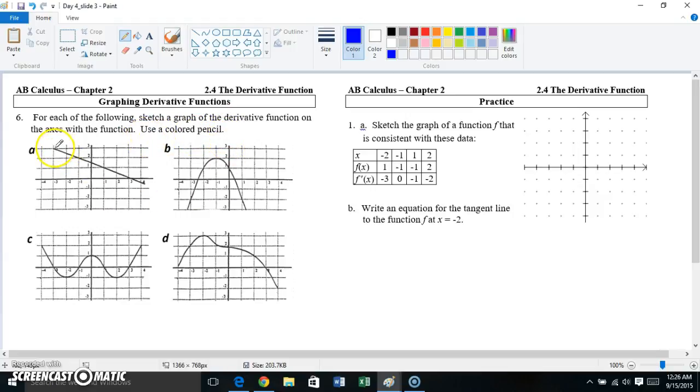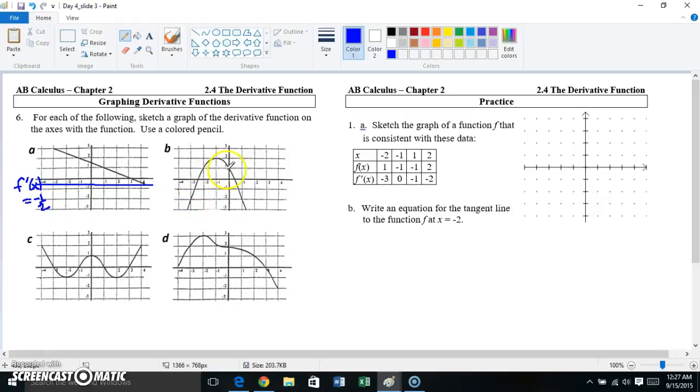Okay, part A, we have a linear function. Lines have a constant slope. It appears that this slope is negative a half. So all we have to do is draw a straight horizontal line at negative a half. All right, and that's going to be our derivative. F prime equals negative a half.